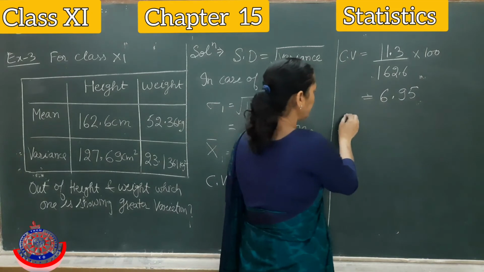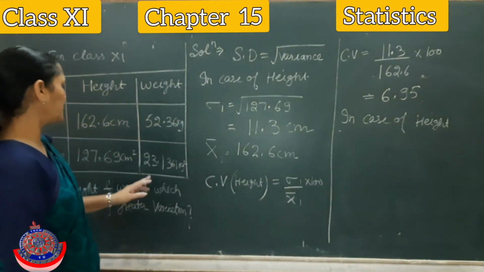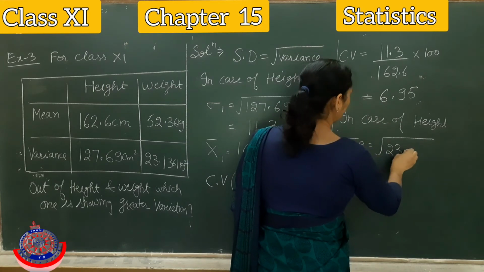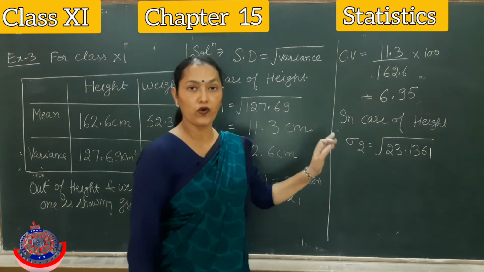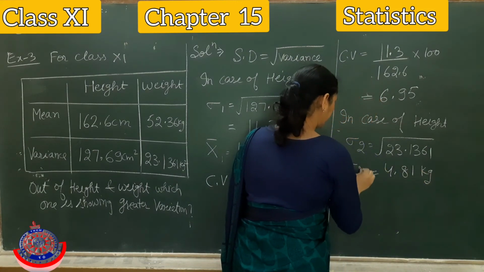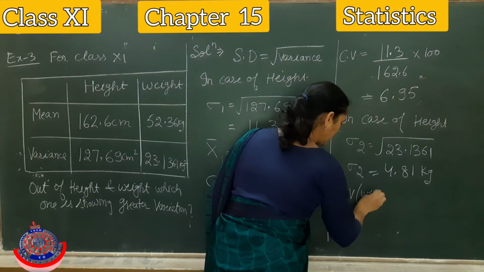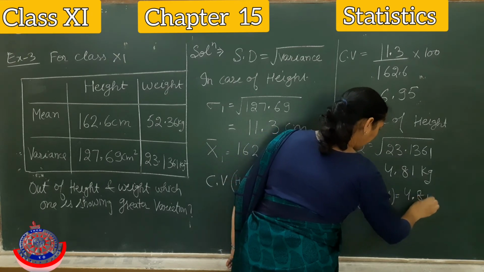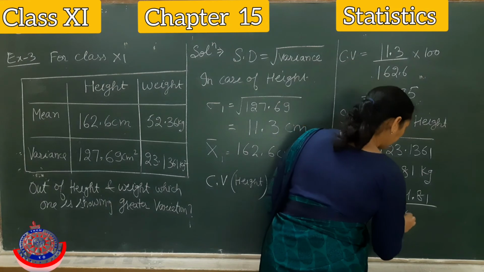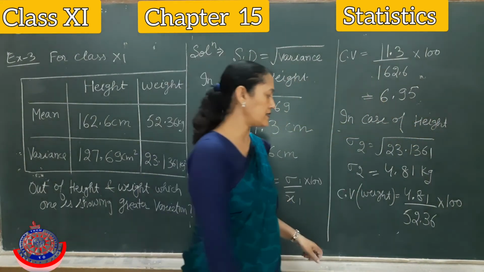Now in the case of weight, first we will calculate sigma. Sigma will be the square root of 23.1361. With the help of long division, we get our standard deviation as 4.81 kg. Now the coefficient of variation using the formula, in the case of weight: 4.81, that is the standard deviation, divided by the mean. The mean is 52.36, into 100. After calculation, we get this answer as 9.18.